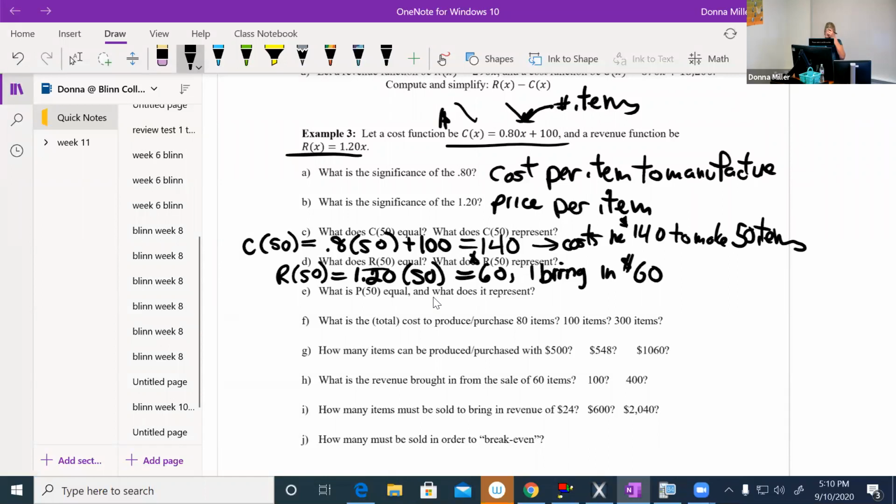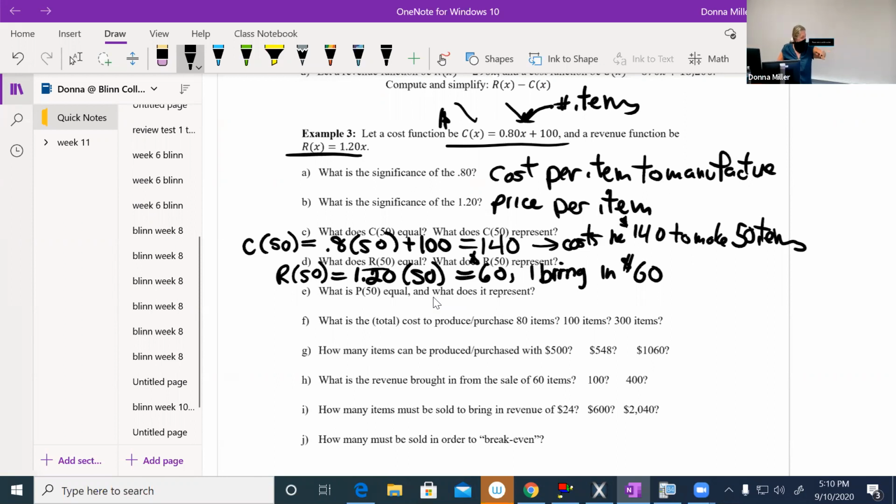Okay. So what about profit? How do we say what profit was? To find profit, what do we do? What's profit? If I tell you I'm taking this much money and I'm spending that much money, how do I find my profit? Subtract them, right? Okay, that's it.